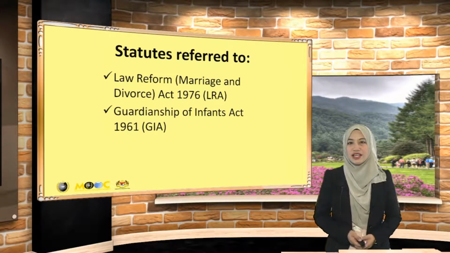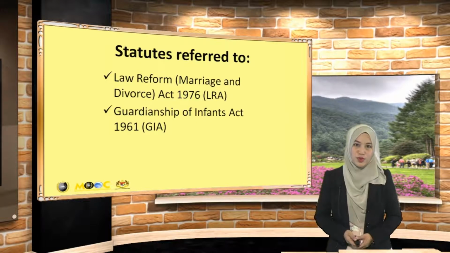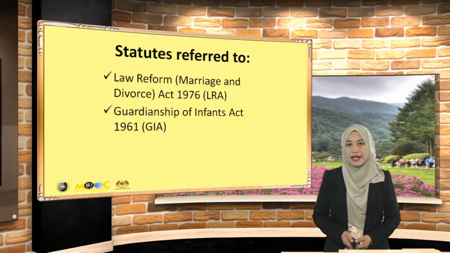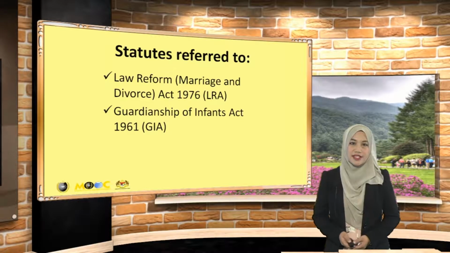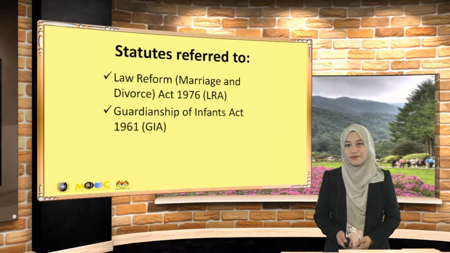I will start with the discussion on the first part, which is divided into two, guardianship and custody. For the purpose of discussion on guardianship and custody, we will be referring to two statutes, Law Reform Marriage and Divorce Act 1976 and Guardianship of Infants Act 1961. Before we move on to these subtopics, we need to first define the word child.